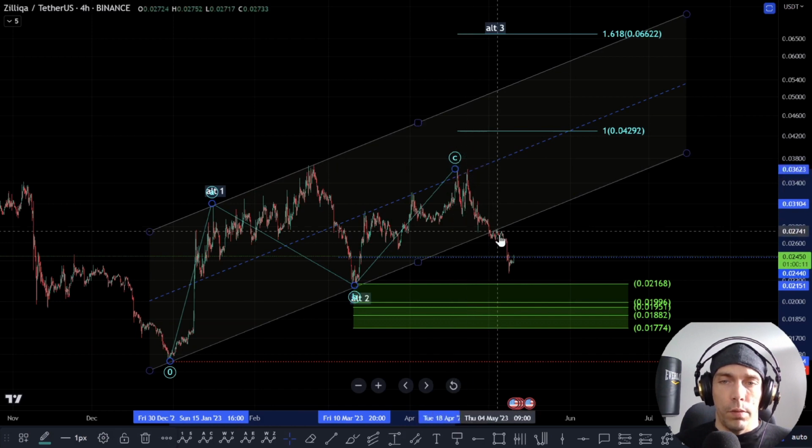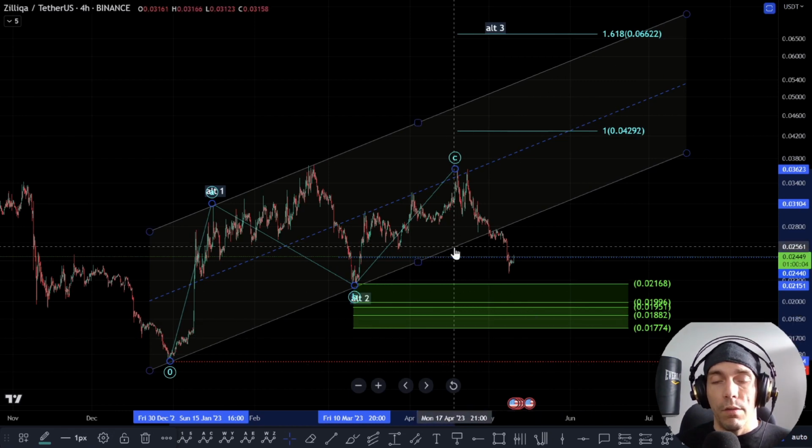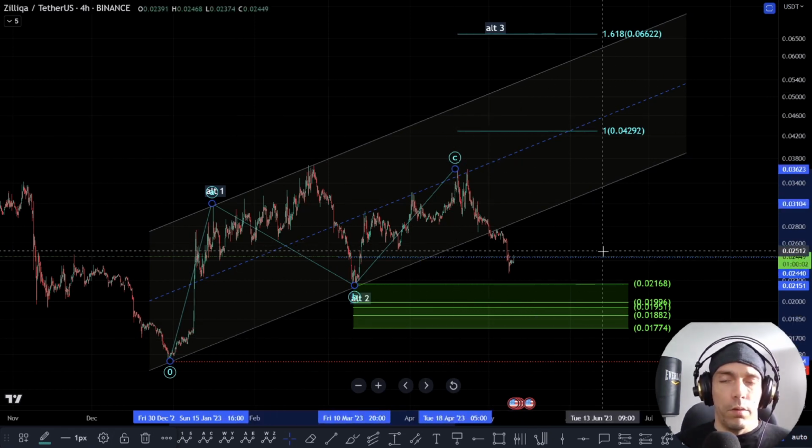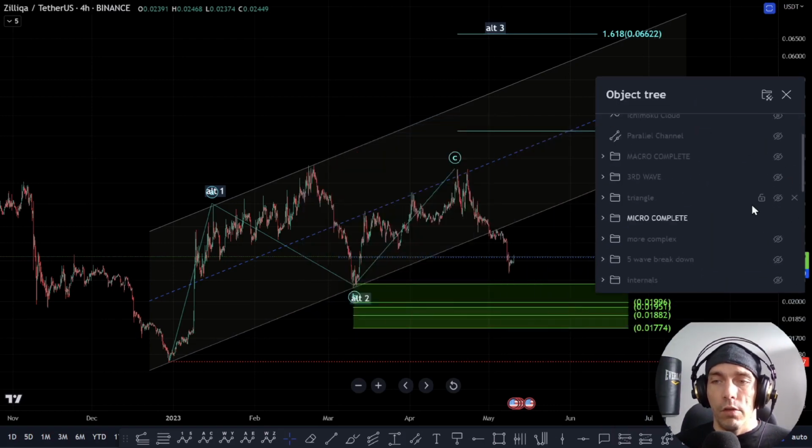So we need to be careful of the idea of starting to form impulsive moves to the downside, in which case this would mean we're going to break this 0.1527 level. Okay, so we're going to go over this now. We're going to go over that possibility of looking for that bullish continuation first.